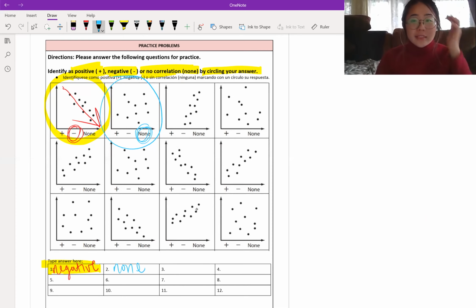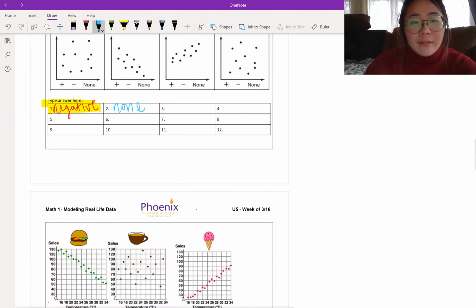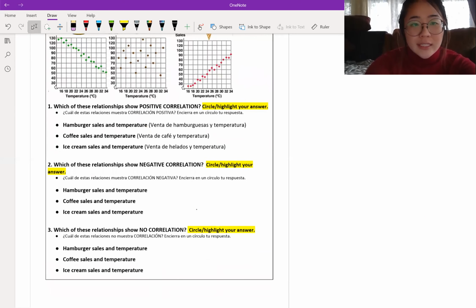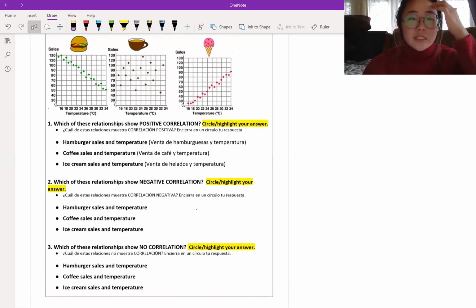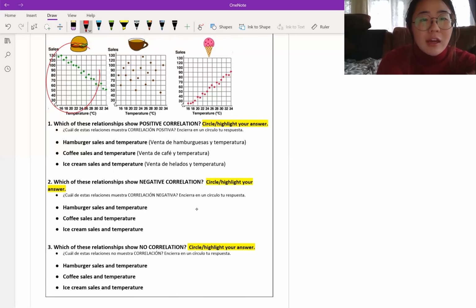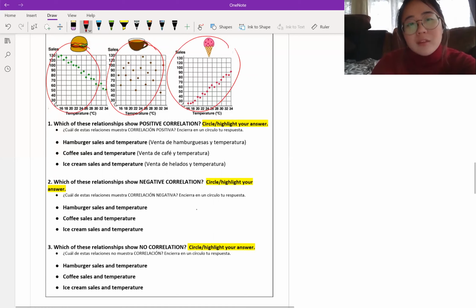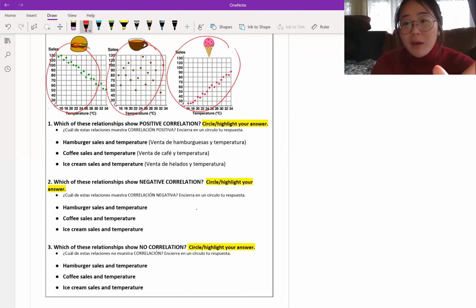That's it for my mini lesson today. I do want to mention a couple of things. Make sure you finish the practice problems number 3 to 12. I also have these 3 questions here. What you want to do is either circle your answer or highlight. When I'm talking about hamburger sales and temperature, I'm talking about this graph. When I'm talking about coffee sales and temperature, I'm talking about this graph. And with ice cream sales and temperature, I'm talking about this graph. So you want to see which one is positive, negative, or no correlation.